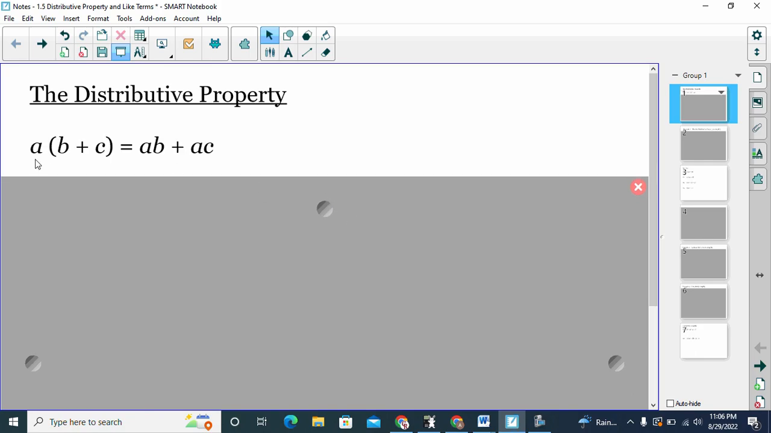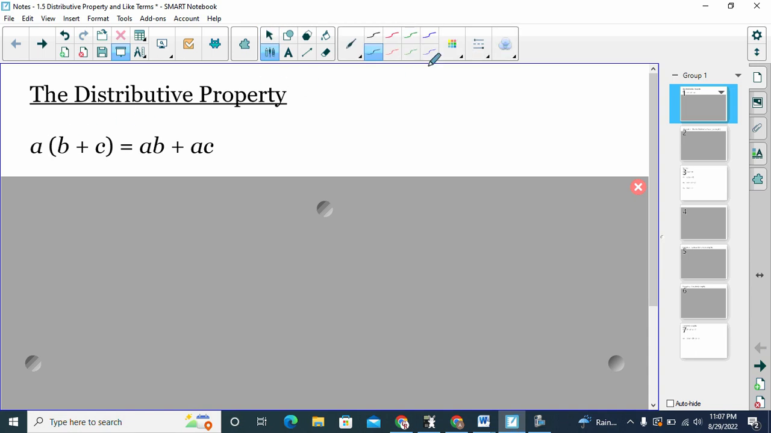It says A times the quantity B plus C. So if something's in parentheses, we say the quantity. So A times parentheses B plus C is equal to AB. Remember, if there's two variables next to each other or a number and a variable with no symbol in between, that means multiplication. So A times B plus A times C. So again, A times the quantity B plus C equals A times B plus A times C.